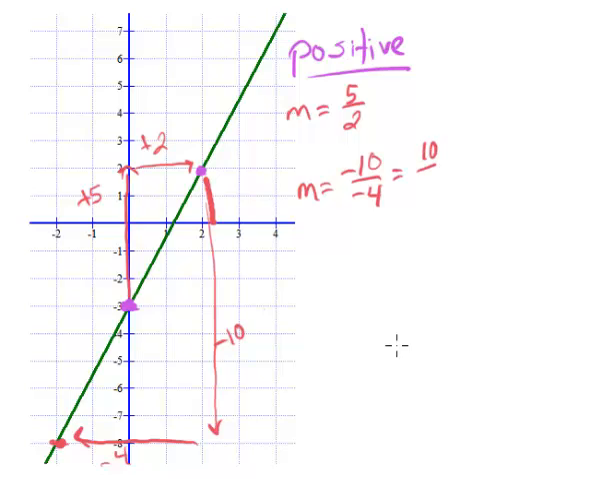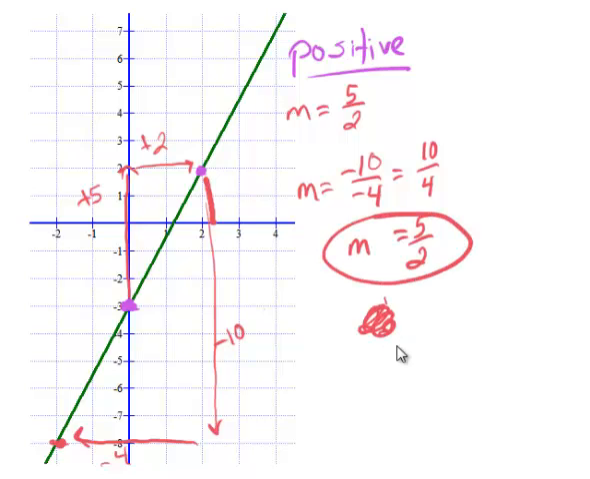So you're not going to leave your answer as 10/4. You're going to simplify it to 5/2. Do not write your slopes this way. That is how you reduce fractions. But when we do it, we're going to keep our slope like this, 5/2.